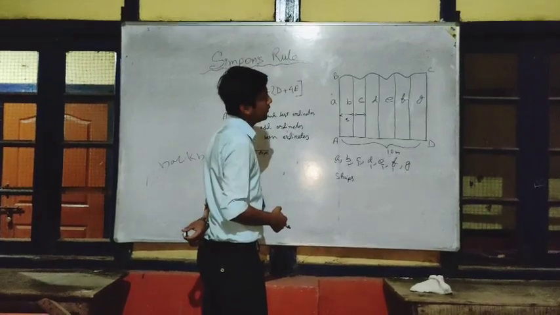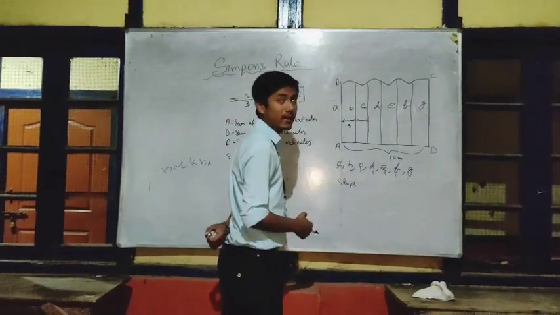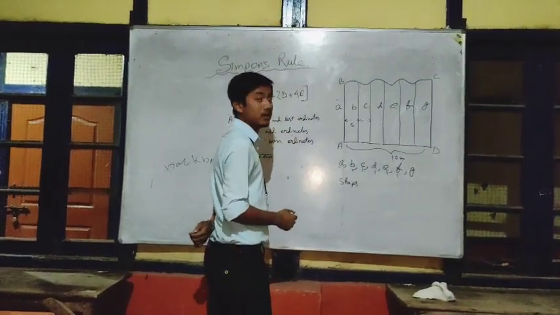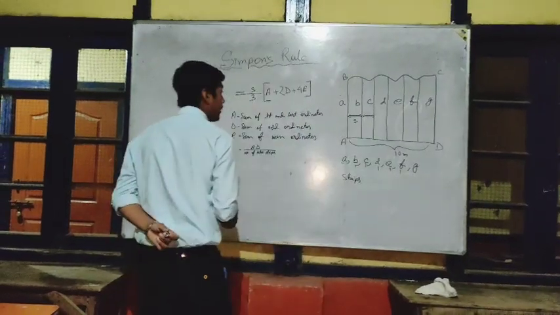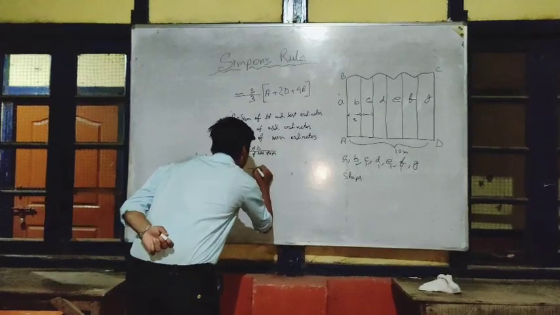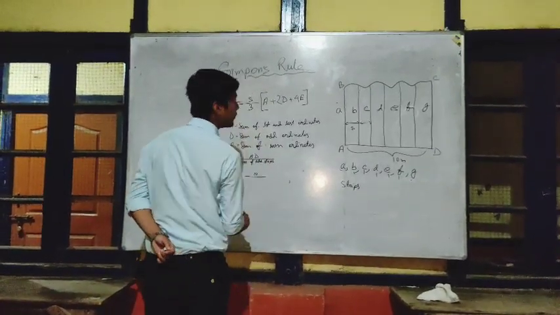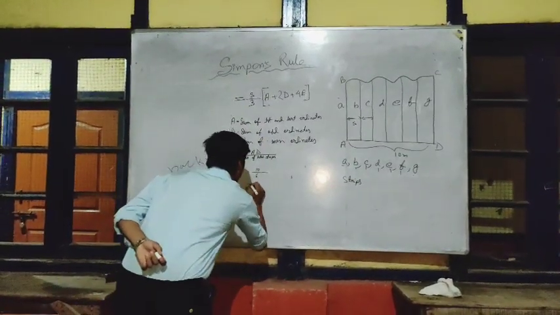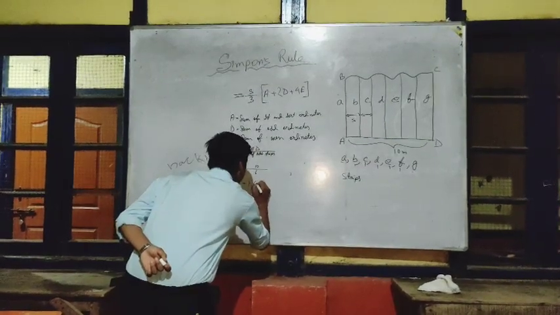If there are 9 ordinates, then the total number of strips will be 8. So the length of this line AD is 10 meters, and the total number of strips is 6. So we will get 1.66 meters.